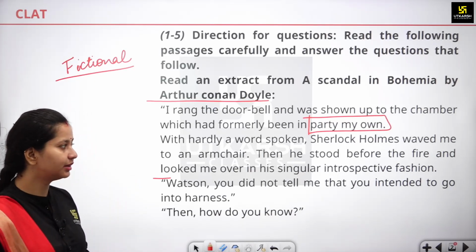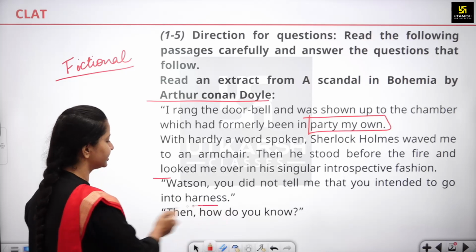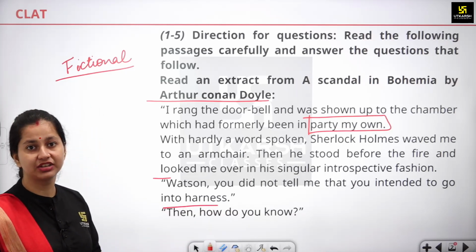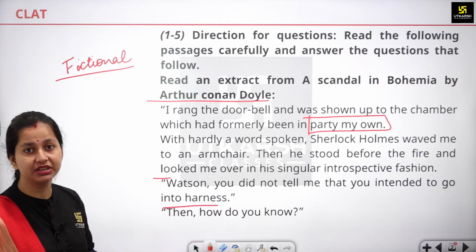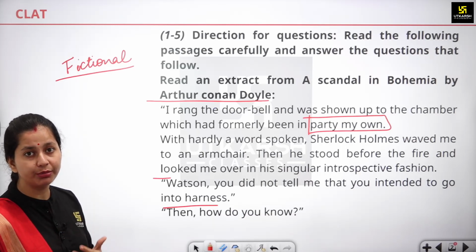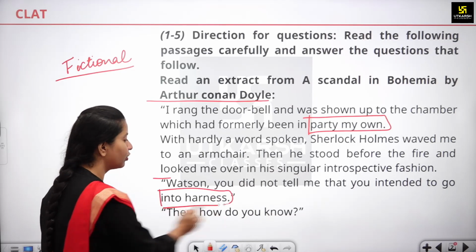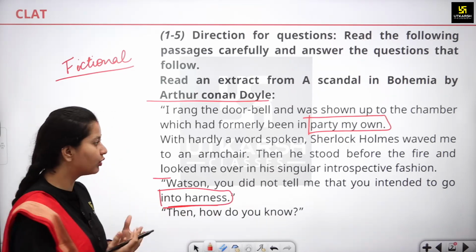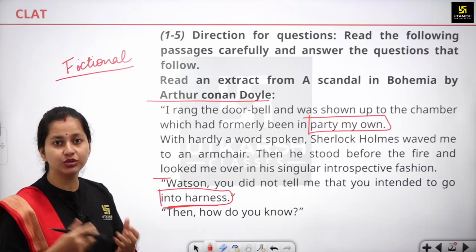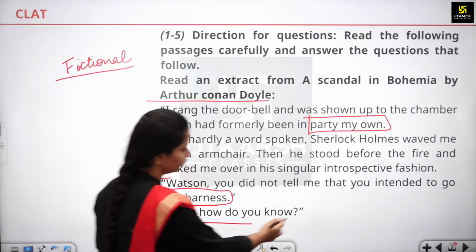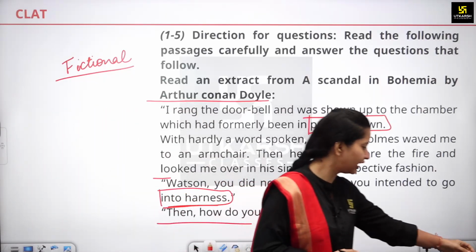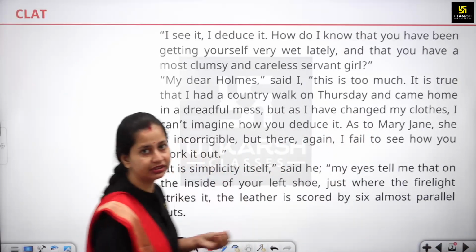Watson, you did not tell me that you intended to go into harness. It means you did not tell me that you intended to go into harness, that you are into some trouble. Then Watson asked him back, then how did you know if I haven't told you?